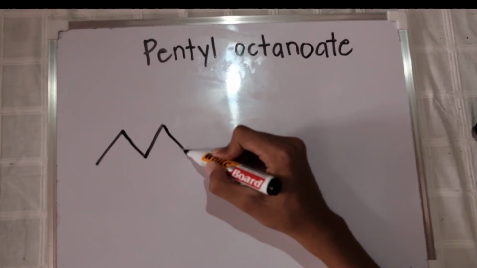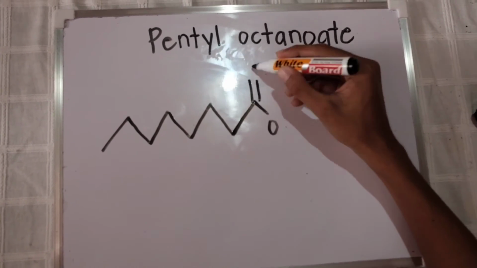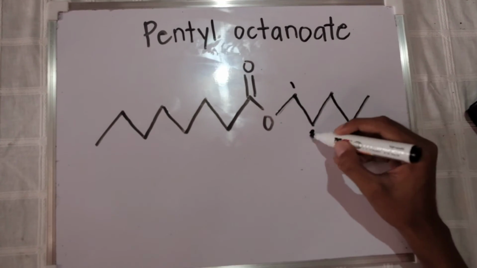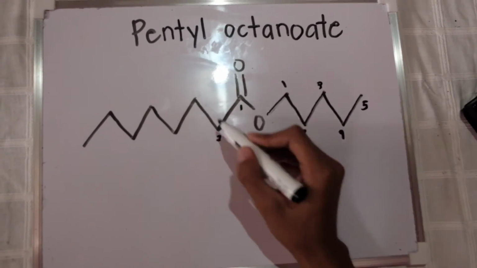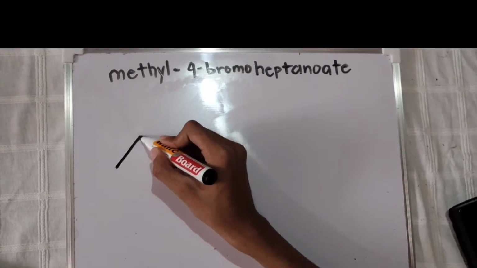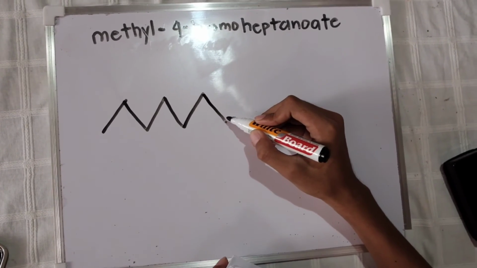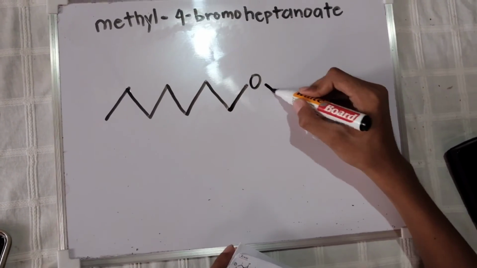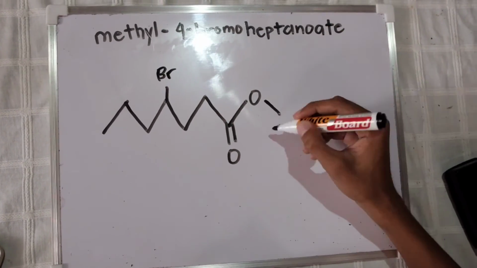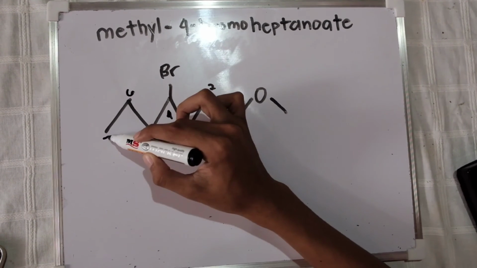Next one, we have pentyl octanoate. To draw this, we start with the parent chain again, which has 8 carbons from the name oct, and draw the ester group at the first carbon of the parent chain. Lastly, we have methyl 4-bromoheptanoate. To draw this, we start with the parent chain which has 7 carbons. Next, we draw the ester group at the first carbon and draw the methyl attached to the oxygen of the ester group. Then lastly, we draw the bromine on the 4th carbon of the parent chain.